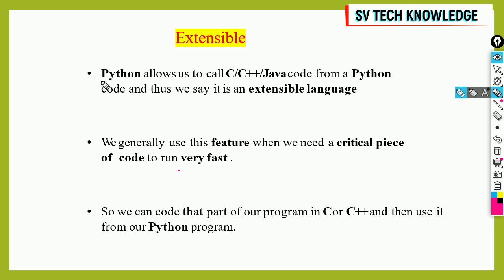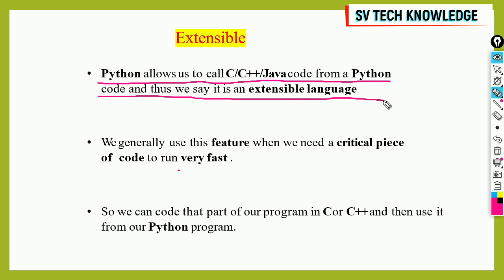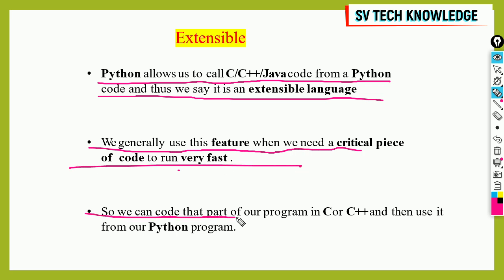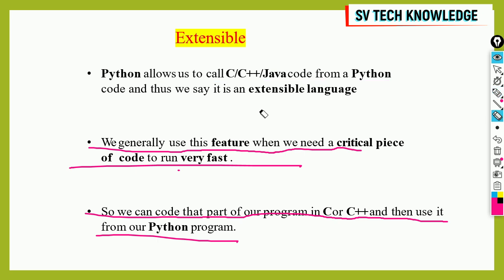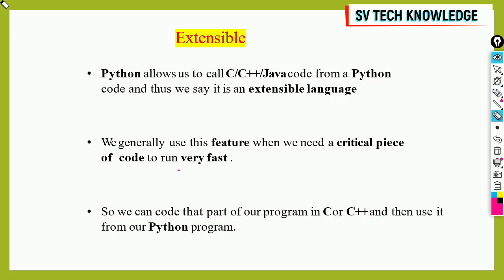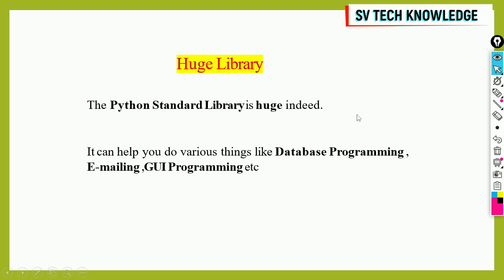Extensible. So Python allows us to call C, C++, Java code from Python code, and thus we say it is an extensible language. We generally use this feature when we need a critical piece of code to run very fast. So we can code that part of our program in C or C++ and then use it from our Python program. Means you can write in any other programming language and use it in Python, or you can use Python code in other languages also. This is extensible.